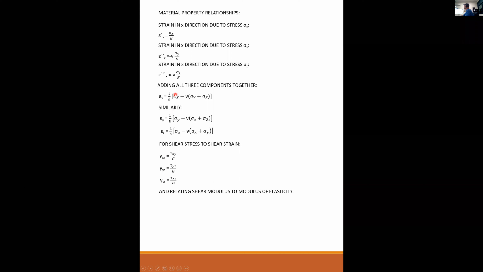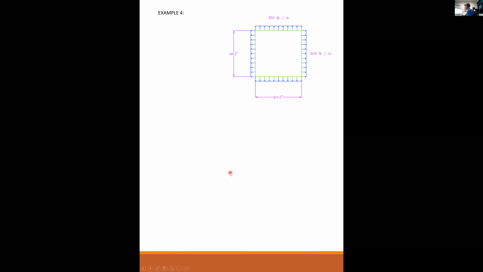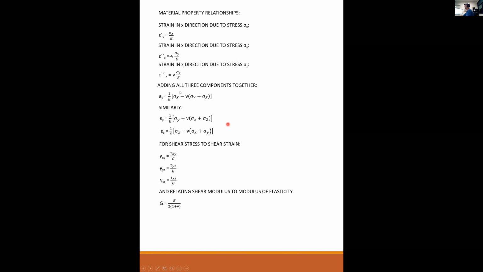So this is a complete section. Epsilon x, epsilon y, epsilon z, these are your normal strains. Gamma xy, gamma yz, gamma xz, these are your shear strains. And we can relate the shear modulus to the modulus of elasticity by saying that G, the shear modulus, is equal to E over 2 times 1 plus nu. This is the relationship between Young's modulus and the modulus of rigidity, or the shear modulus. Okay, so any questions about these basic principles?